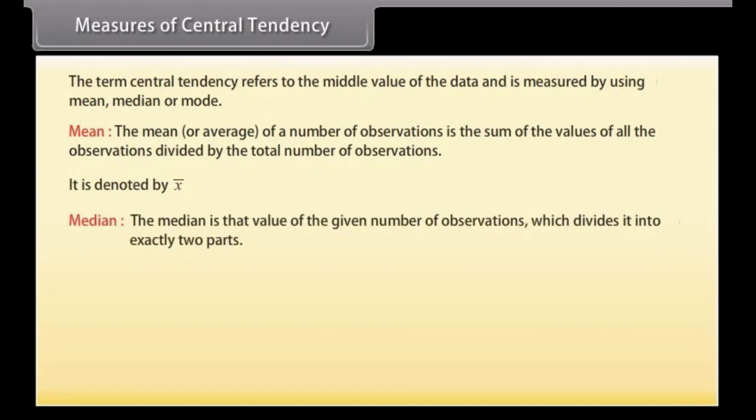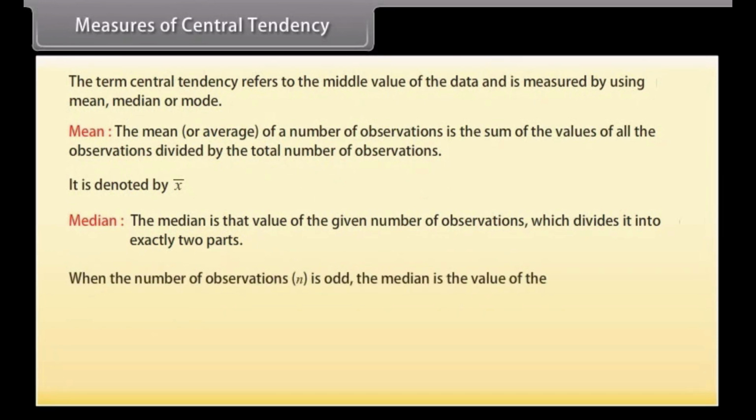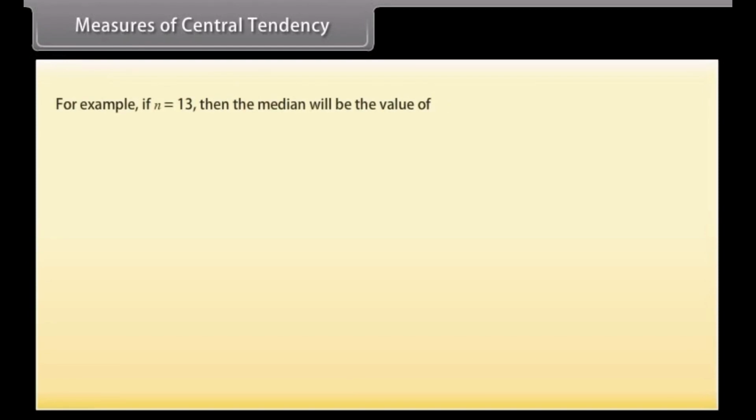Median. The median is that value of the given number of observations which divides it into exactly two parts. When the number of observations, that is n, is odd, the median is the value of the (n plus 1) whole upon 2th observation. For example, if n is equal to 13, then the median will be the value of the (13 plus 1) whole upon 2th, that is, the 7th observation.